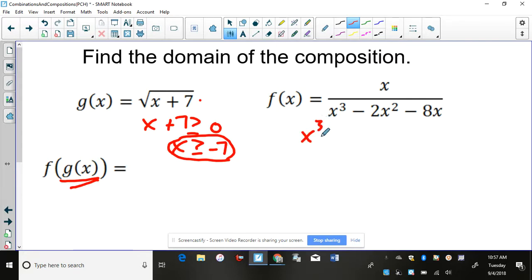I've got x cubed minus 2x squared minus 8x, and that's in the denominator, right? So I can't let that equal 0, right? We can never let the denominator of a fraction equal 0. So the numbers that do that we will have to exclude from the domain of f, not the domain of the composition, the domain of f. Keep that in mind, okay?